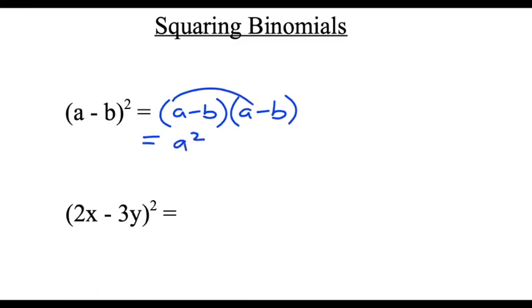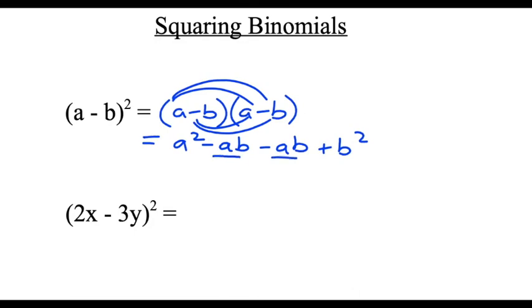A times A is A squared. A times negative B is negative AB. Negative B times A, that's also negative AB. Negative B times negative B, positive B squared. Notice the middle two terms. They combine together.